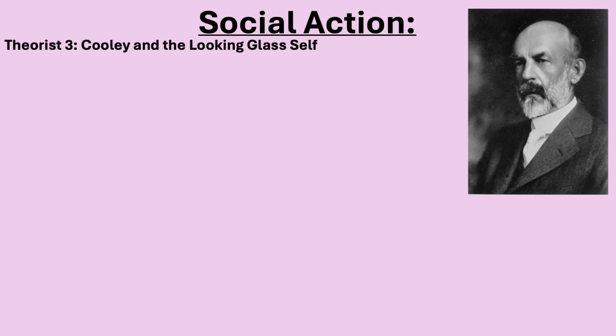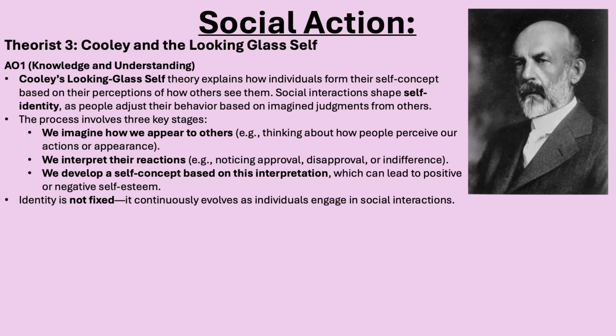Next, we have Cooley and the Looking Glass Self. We're really having a first reveal for all the sociologists here. Cooley's Looking Glass Self theory explains how individuals form their self-concept based on their perceptions of how others see them. Social interaction shapes self-identity as people adjust their behaviours based on imagined judgments from others. The process involves 3 key stages.